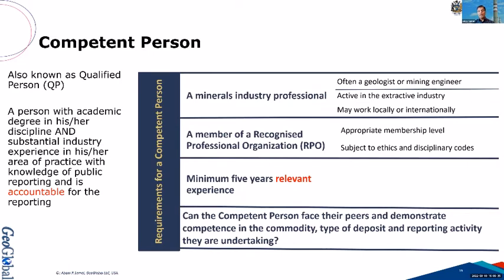This is coming from CRIRSCO. The main reason for showing this slide is just to highlight these top three points in this box. The competent person has to be an industry professional. That means a car mechanic cannot be a competent person in reporting exploration results or resource reserve. They have to be an industry professional, has to be a member of an RPO, that is a recognized professional organization. In the entire Africa, South African IMM is one of the RPOs, and there are certain standards and certain levels of membership that you have to contact South African IMM to inquire about.